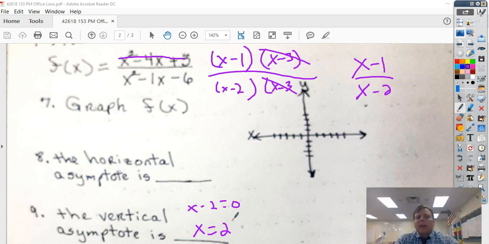Now, some of you might be like, Mr. Ellis, since I canceled something out, doesn't that make a hole? Doesn't it make a removable discontinuity? It absolutely does. However, we're not going to test it tomorrow, so I'm not going to take time because I'm trying to keep this video short. But you absolutely should remember, since I canceled something out, a hole is technically created. But we're just going to use the two things we found to graph.